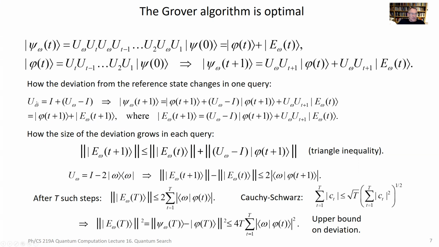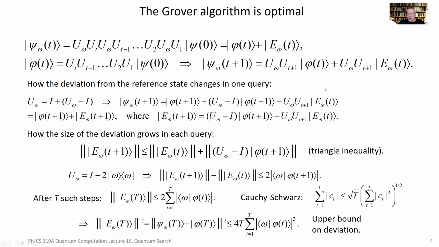So for that purpose, it'll be convenient to write the query unitary as the identity plus its deviation from the identity. It's I plus u sub w minus 1. So when I do that, I have this term which is u omega u t plus 1 acting on phi of t. But from the identity piece here, that's going to just give me u of t plus 1 acting on phi of t. That's phi of t plus 1. Okay, so that's good. So now I've written psi sub omega t plus 1 as the reference state of t plus 1 plus some other stuff. That other stuff is the new deviation.